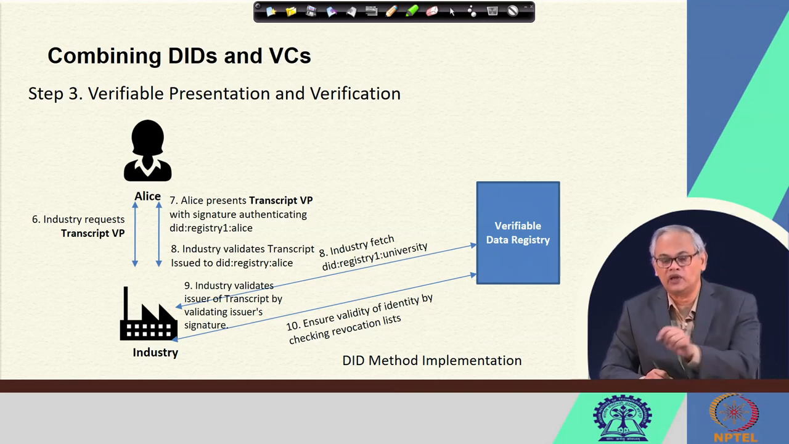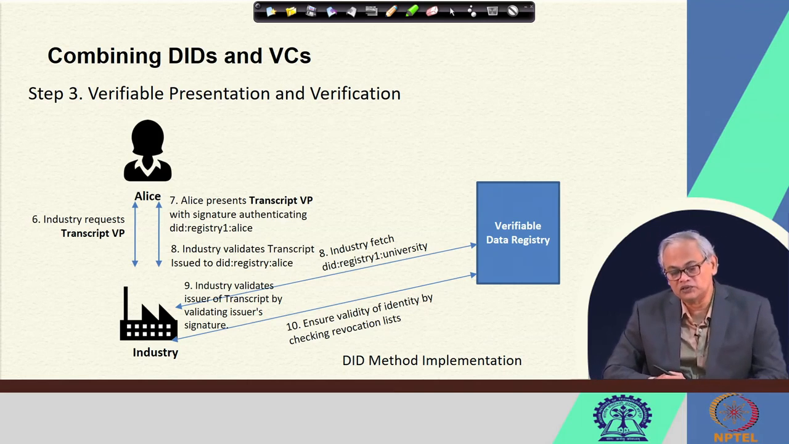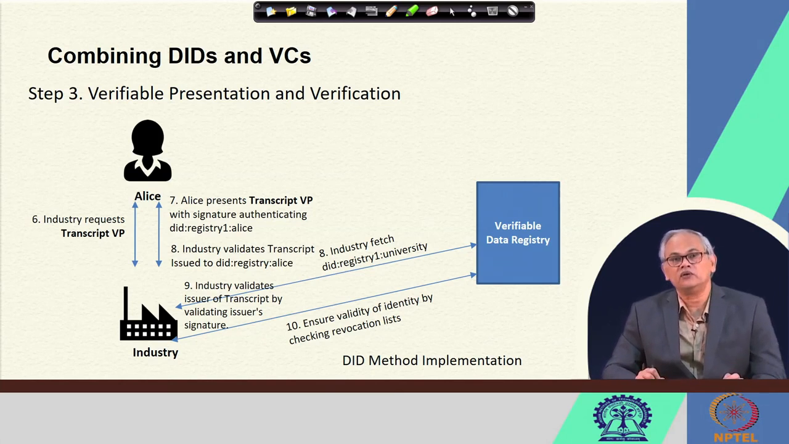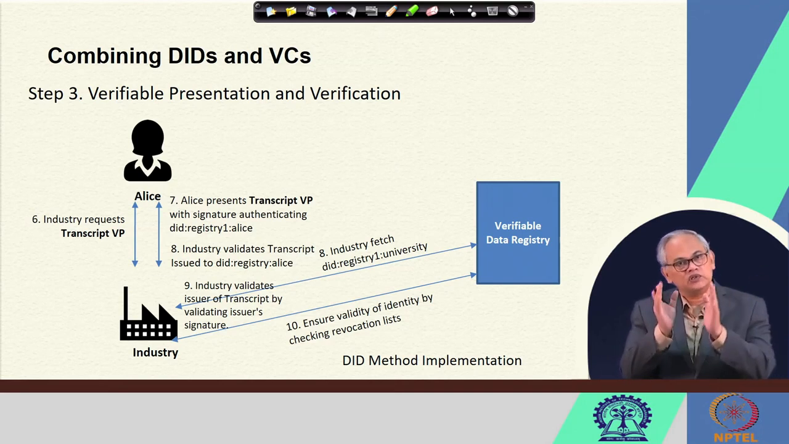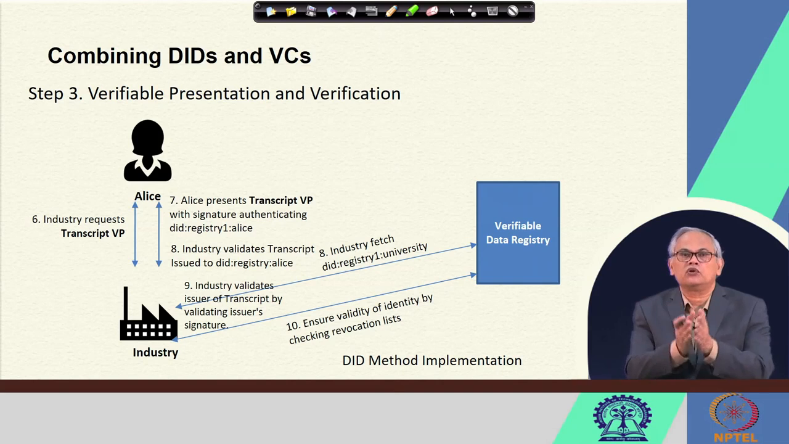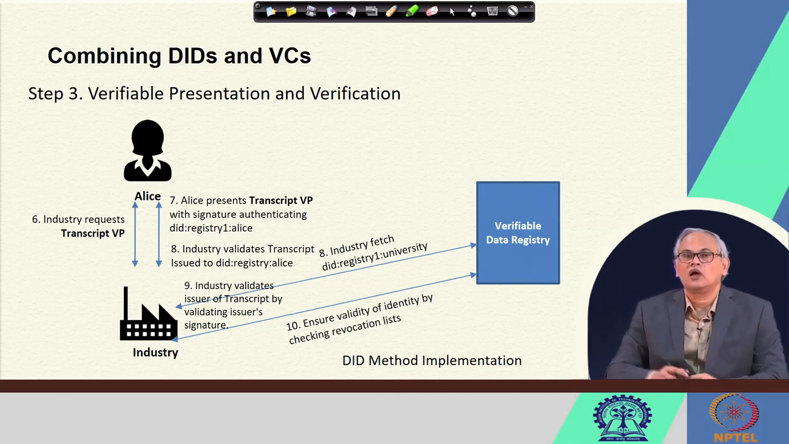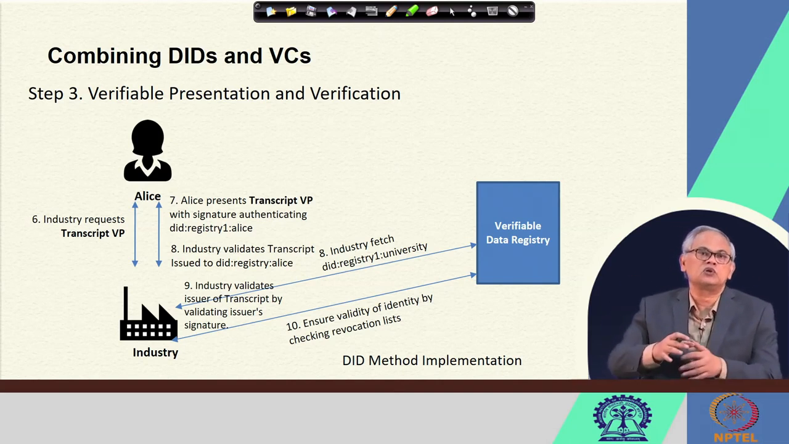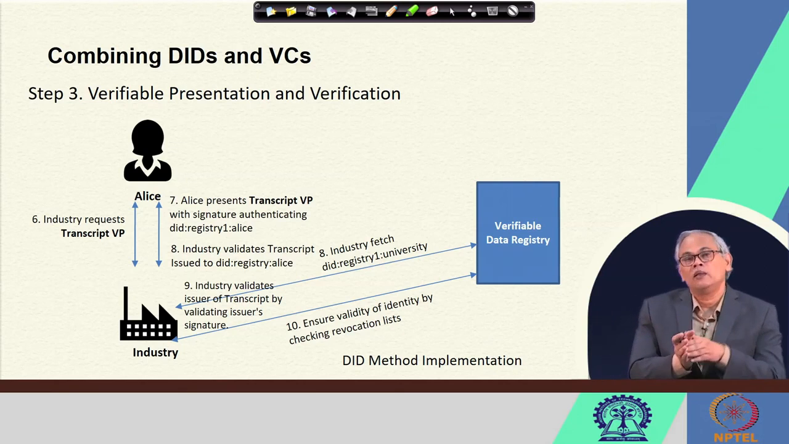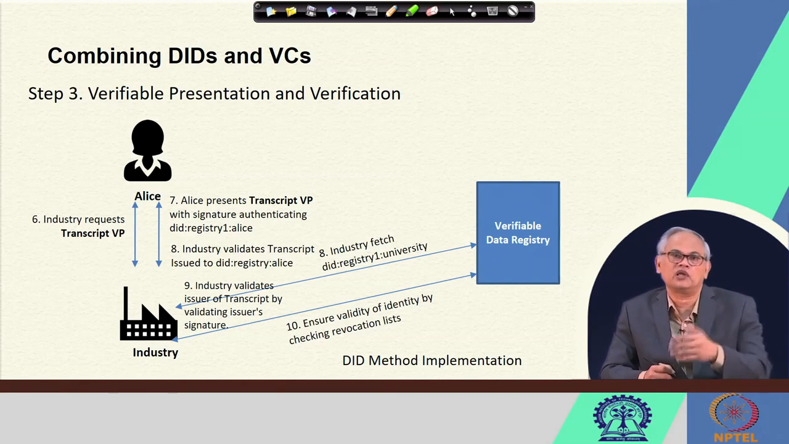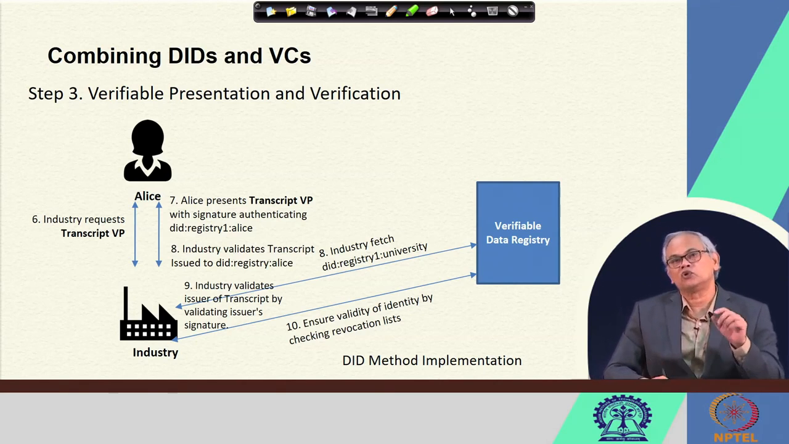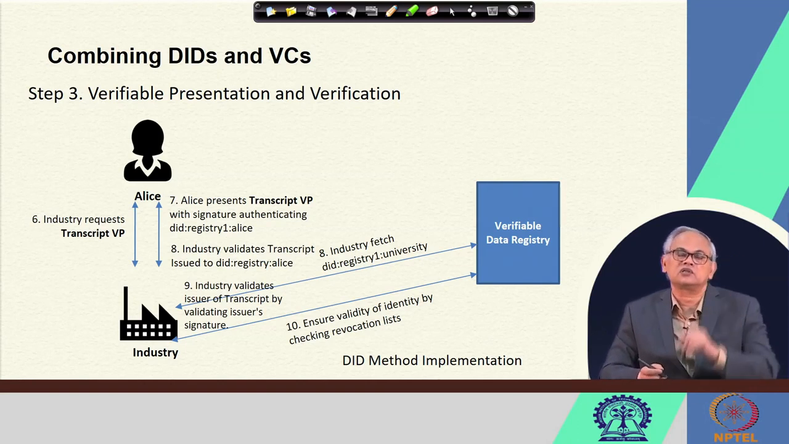So, for that it will again consult the verifiable data registry to ensure the validity of identity by also finally checking whether this was revoked, because as we mentioned the VC is with the holder. So, Alice is holding on to it for 4 years or so, and now Alice is presenting. This is not stored anywhere, it is only with Alice, but after some time maybe for some reason it was revoked, like the example I gave about the driver's license.